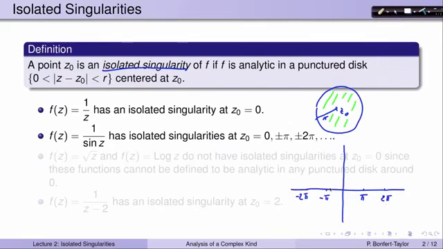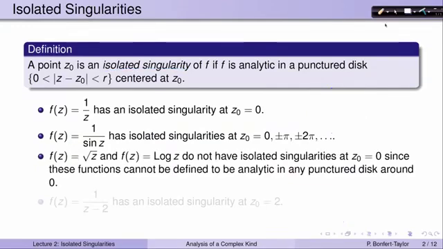It has one at 0, and I can draw a disk around 0, for example this one, so that 0 is a singularity, but the function is analytic everywhere else in that disk. Or I could draw a disk around 2 pi, and the function is analytic everywhere in that disk except at 2 pi. So this function 1 over sine z has isolated singularities at 0, plus minus pi, plus minus 2 pi, and so forth.